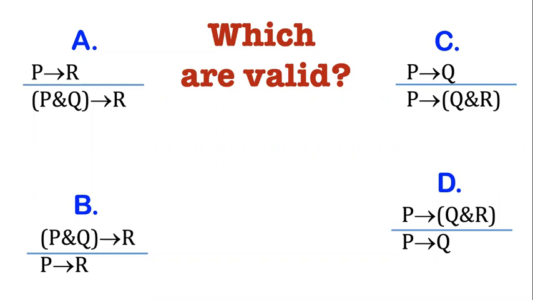Okay, let's talk about the answers. There's two different techniques you could have used to try to figure out whether these are valid or not. You could have gone to the truth table technique. So for example, for argument A, you could do a joint truth table with the premise and the conclusion. It has 3 atomic sentences, so it would have 8 rows.